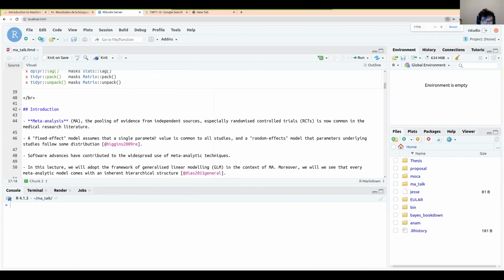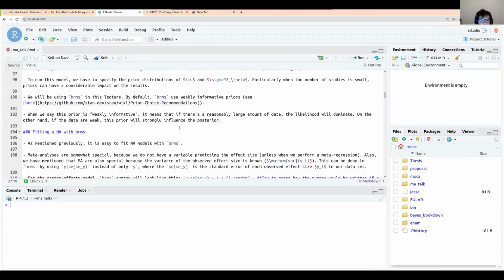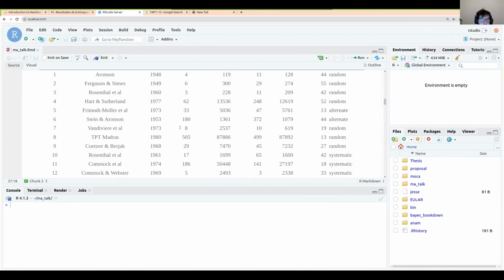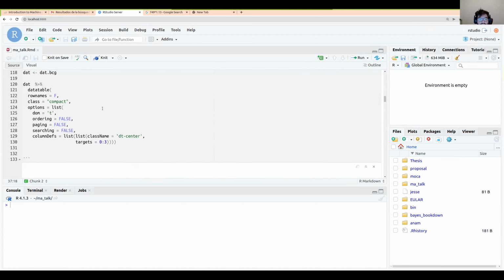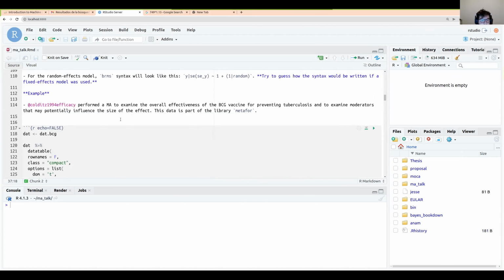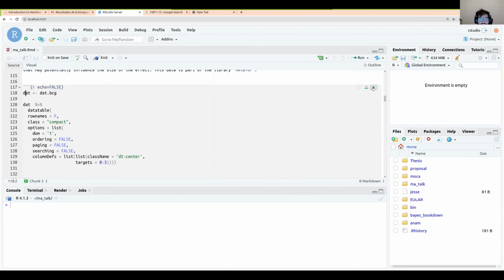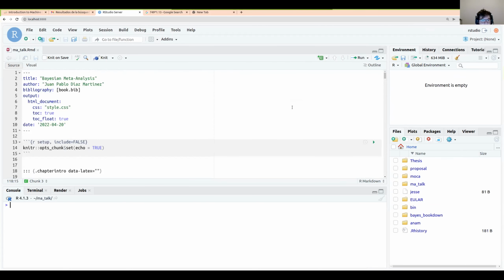And I'm gonna try to make it bigger. So yeah, I run the data. So this is, I'm gonna run this chunk of code, right? BCG is the name of the data frame that's in the library metafor. So first let me just run my libraries.